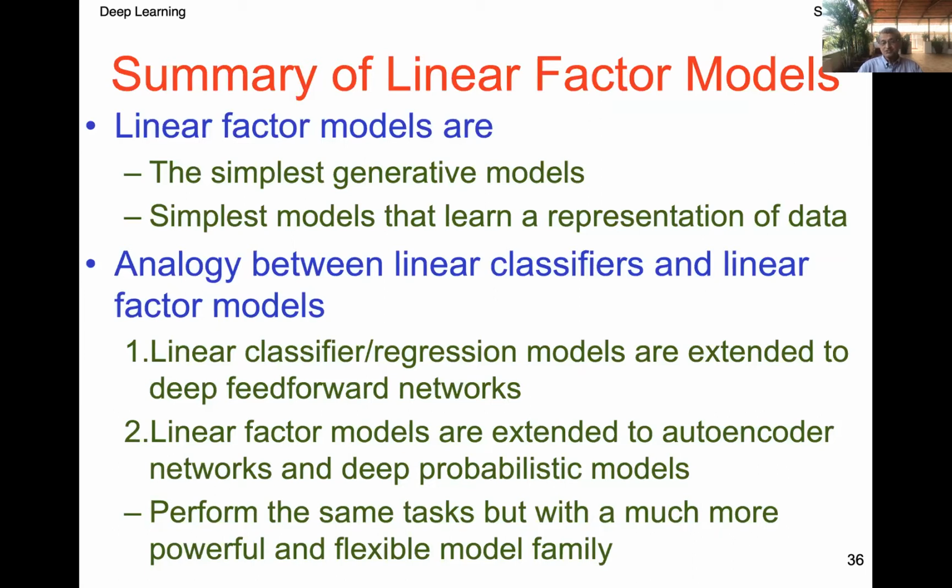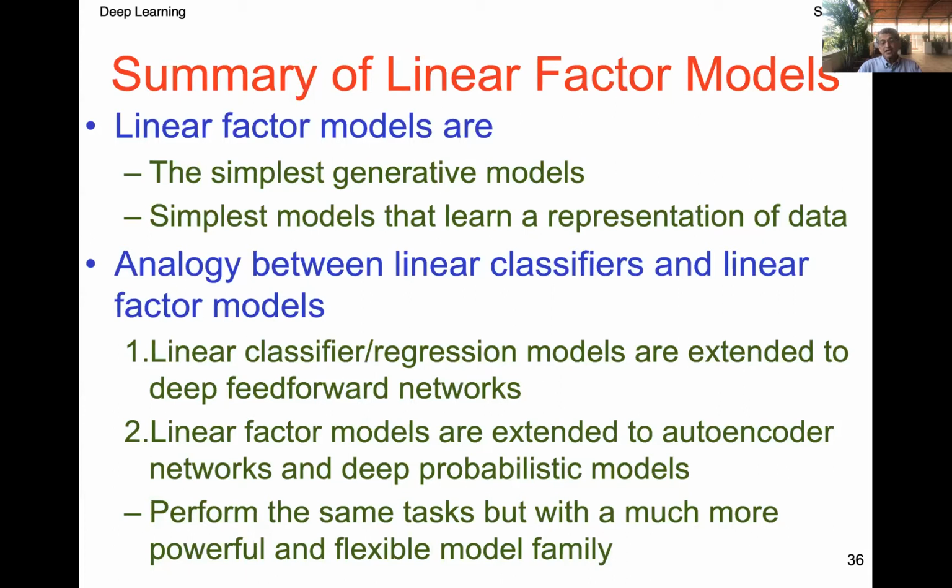So linear factor models are the simplest generative models because you can generate X from the H's. You're mapping your X's to the H's, and from H's, you're getting back X's. So sampling from H gives you samples in X. Simplest models are linear representations of data.